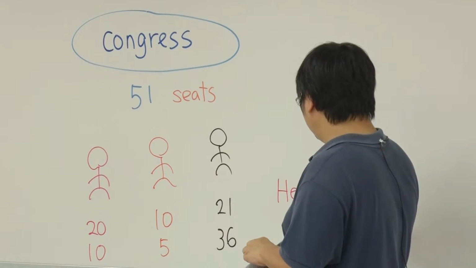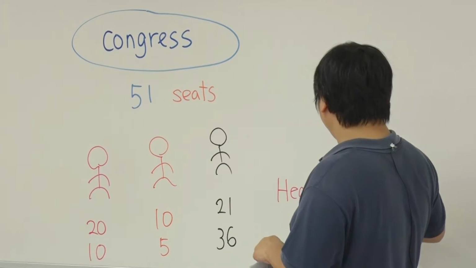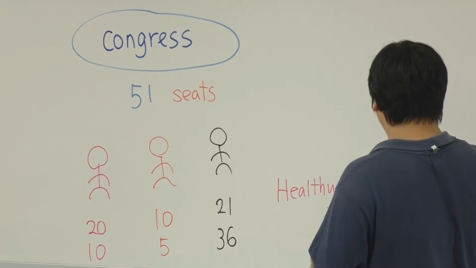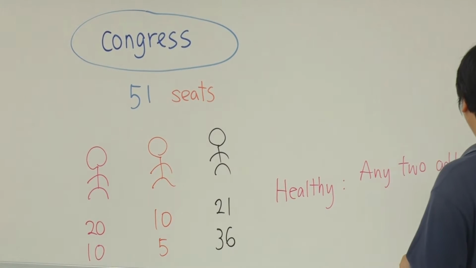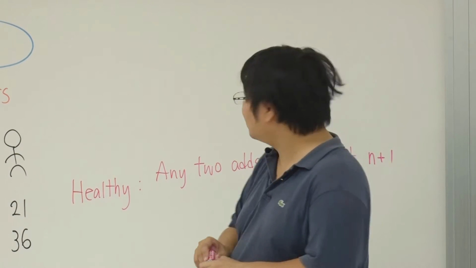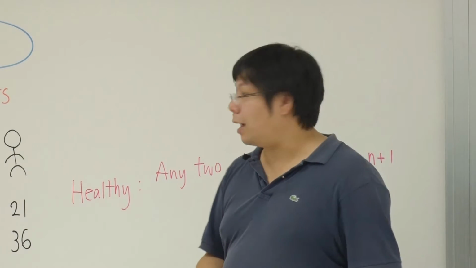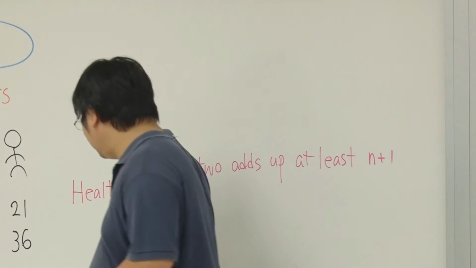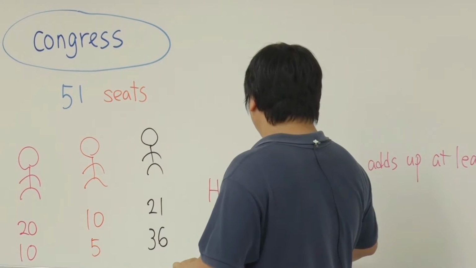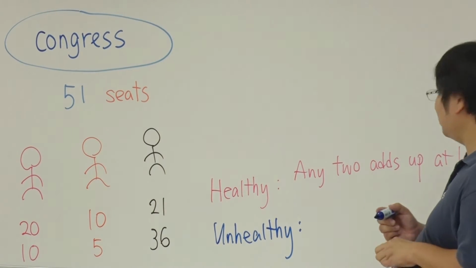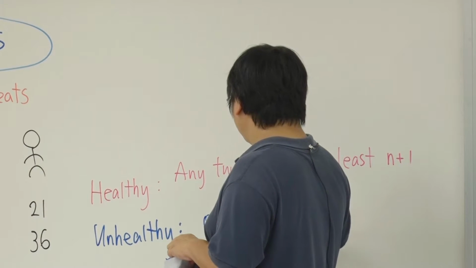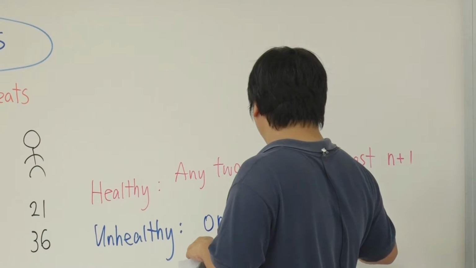Healthy situation. It means that any two add up to at least half. Is that okay? If you take any two of them, they add up to at least half. And this one is the unhealthy case. What is unhealthy? Unhealthy means that it is not true that any two add up to at least n over n plus 1. That means that one of them has n plus 1 or more.